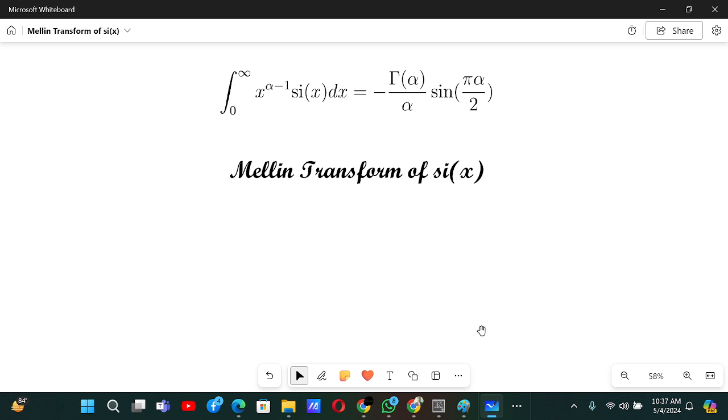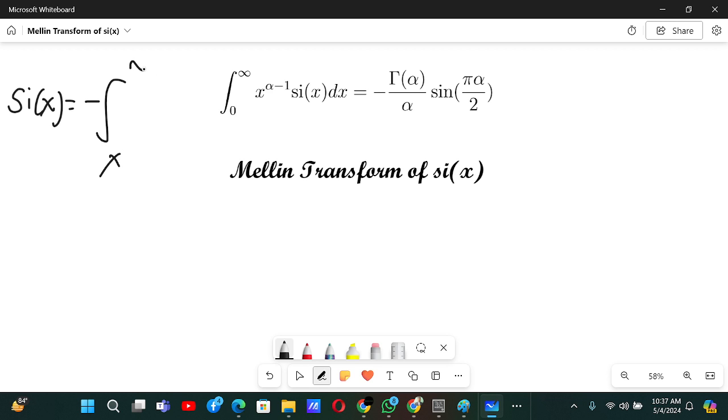Mellin transform of Si of x, basically small si of x. This is just an alternative kind of sine integral, and its definition is small si of x is negative of integral from x to infinity of sine t by t dt.